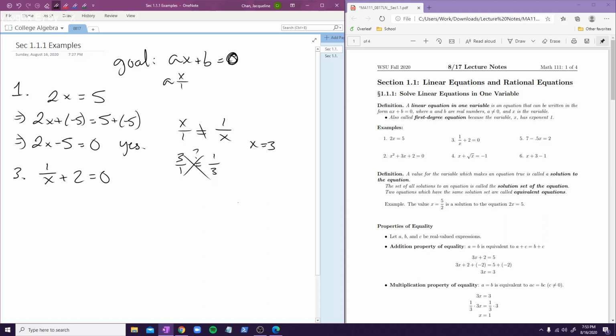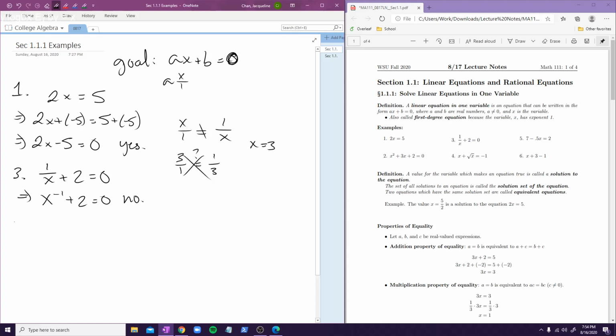3 does not equal 1/3. So another way to write this, if you didn't know, would be x to the negative 1 plus 2, which is 0. When you look at this exponent, the exponent is negative 1. Negative 1 is not the same as 1, so this is not linear.